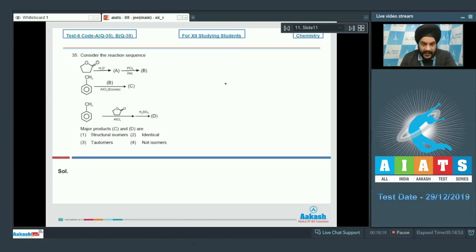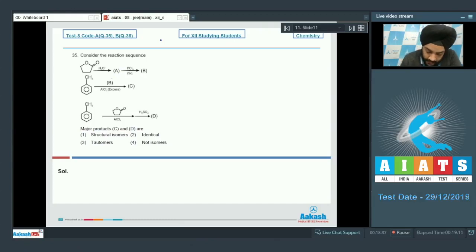Question number 35. Consider the reaction sequence. So we've been given a series of reactions, students, and the examiner seems to be interested in the relationship between the major products C and D which are obtained. If we start with the first reaction, students, we have a cyclic ester. It is first hydrolyzed, so it leads to the formation of A.